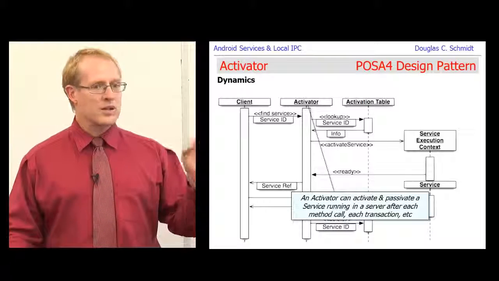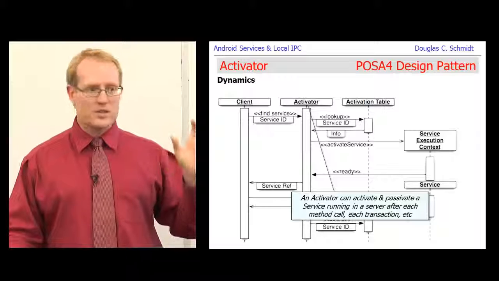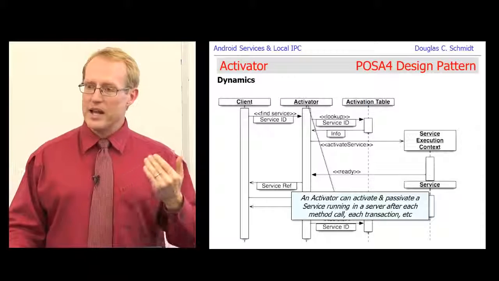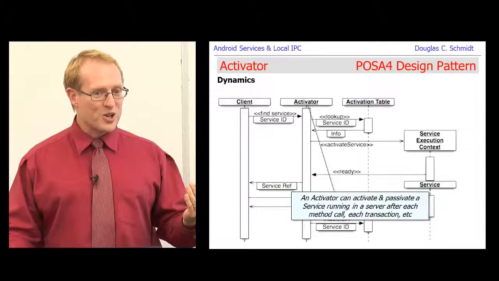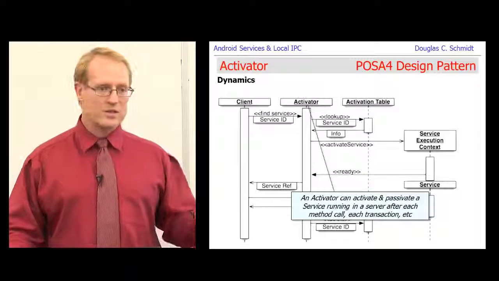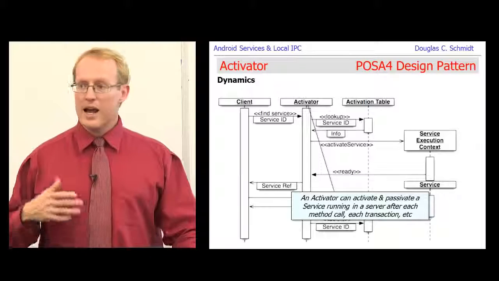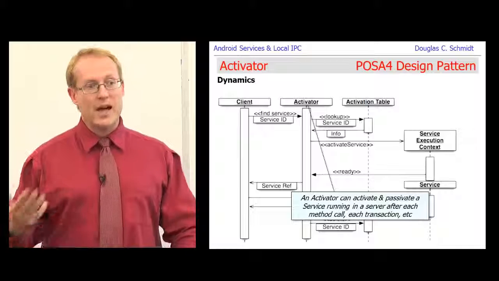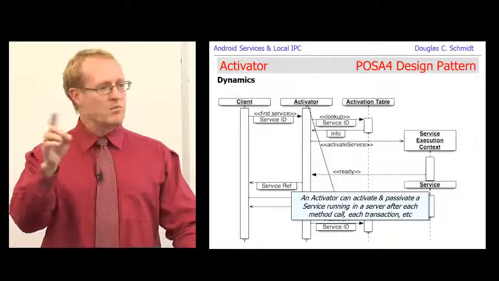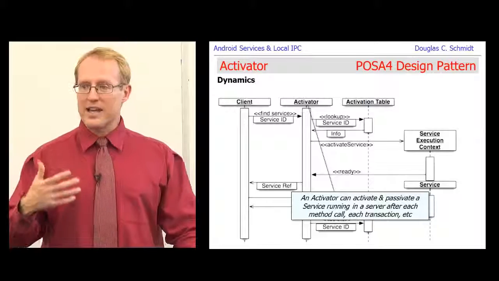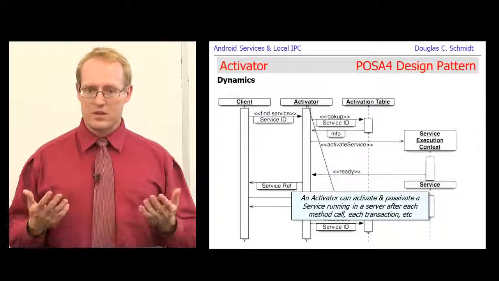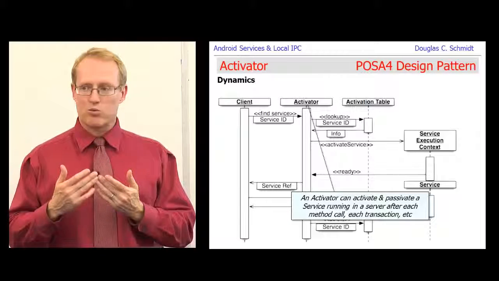The activator also can decide what the granularity is it wants to activate and passivate things. So it might, for example, as is the case with start service, go ahead and launch the service every time start service is called. You call start service and it's probably going to launch something on your behalf. Conversely, with things like bound services, it'll launch it the first time, and then a bunch of methods can be made back and forth, and as long as there's some client that maintains a binding to the service, then the service will remain running.